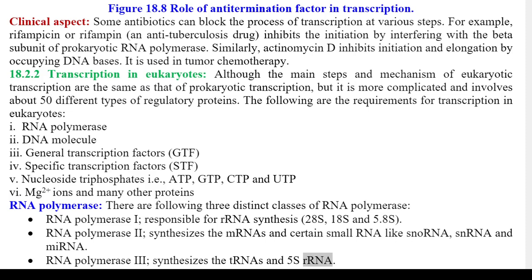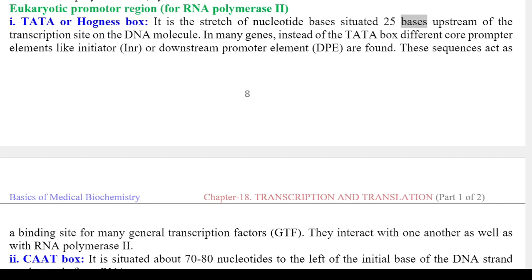1. TATA or Hogness box, it is the stretch of nucleotide bases situated 25 bases upstream of the transcription site on the DNA molecule. In many genes, instead of the TATA box, different core promoter elements like initiator, INR, or downstream promoter element, DPE, are found. These sequences act as a binding site for many general transcription factors, GTF. They interact with one another as well as with RNA polymerase II.